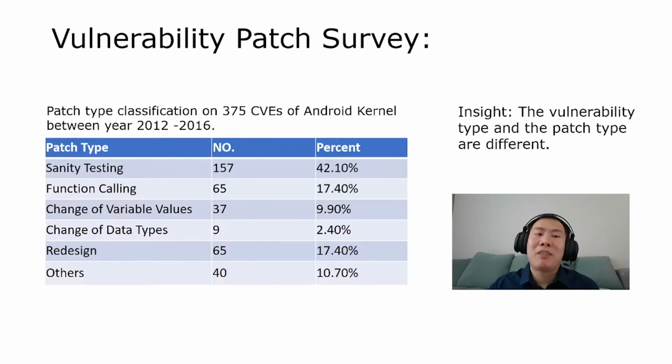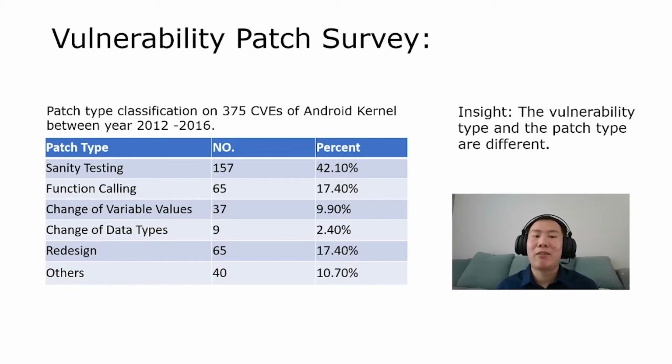So with this limitation, what kind of patches can be converted into filters? To understand that, we first conducted a survey of 375 vulnerabilities. From the table, we can see that sanity check patches account for the largest portion, with over 40% of the total patches. It is a type that does not require memory writing operations. Therefore, we choose to convert sanity check patches into filters.